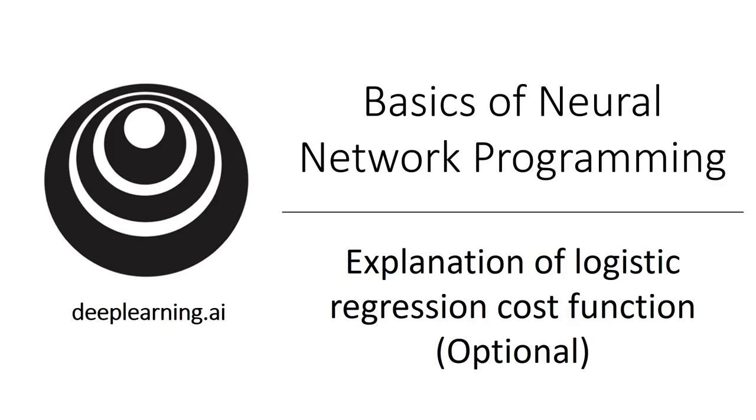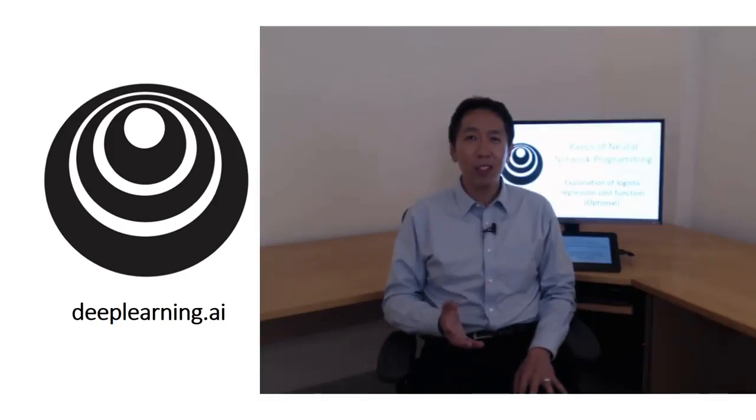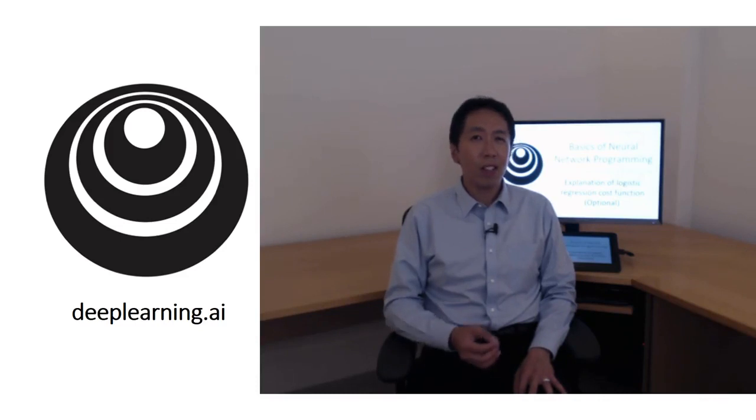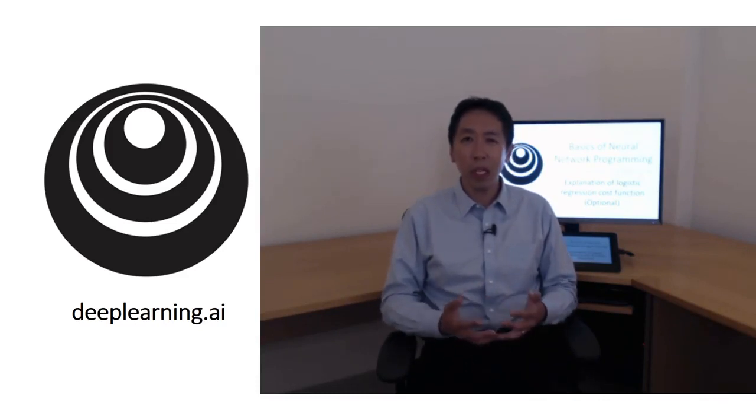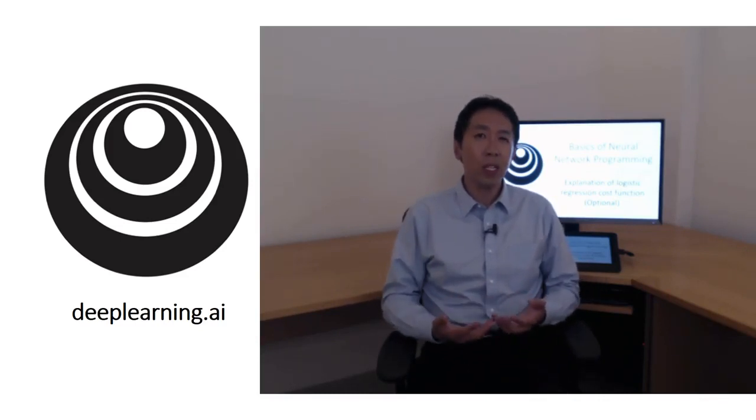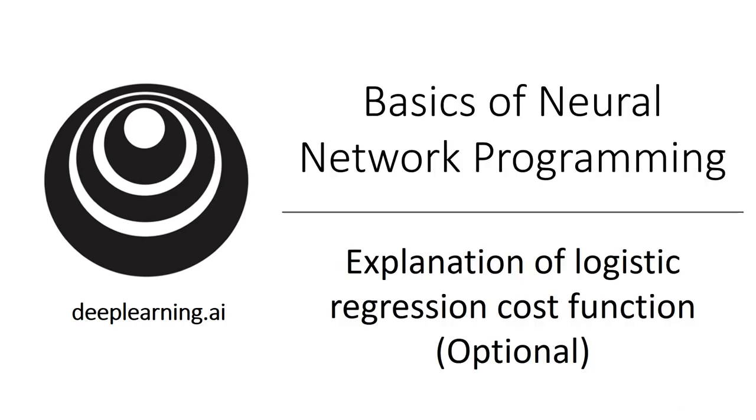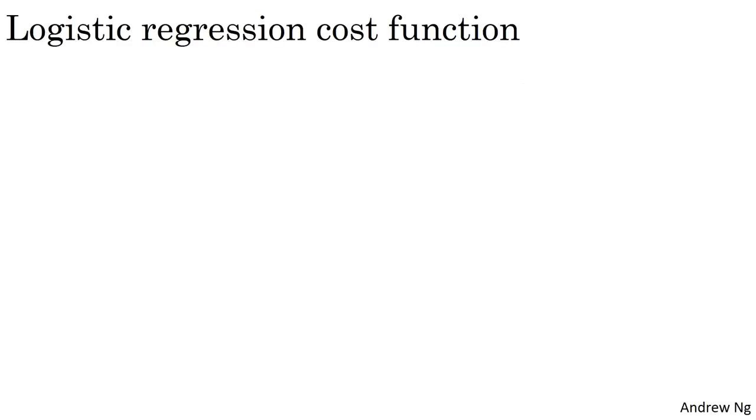In an earlier video, I've written down a form for the cost function for logistic regression. In this optional video, I want to give you a quick justification for why we like to use that cost function for logistic regression. To quickly recap, in logistic regression, we have that the prediction y hat is sigmoid of w transpose x plus b, where sigmoid is this familiar function.